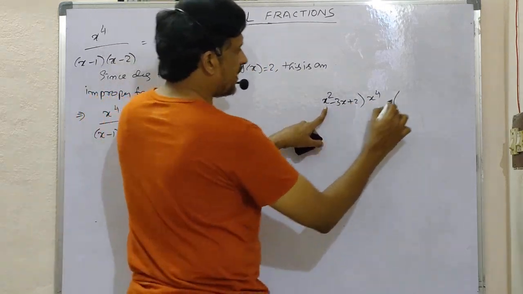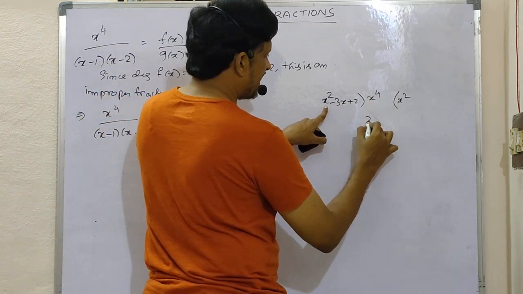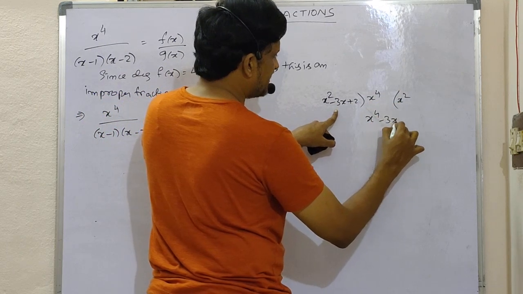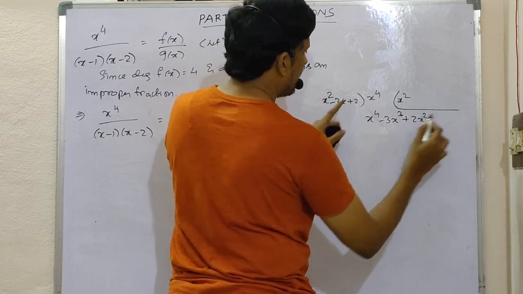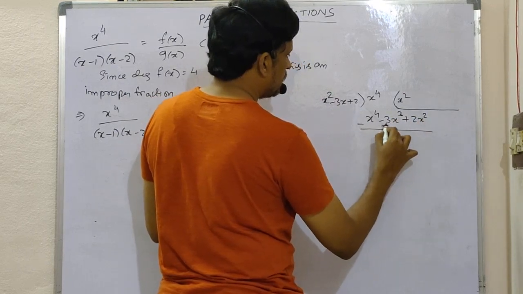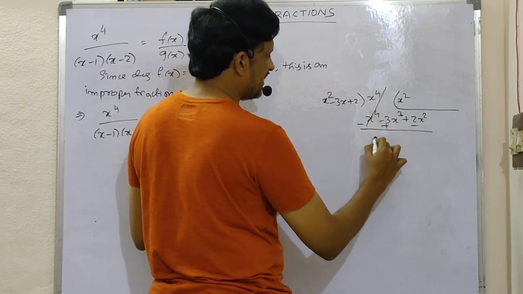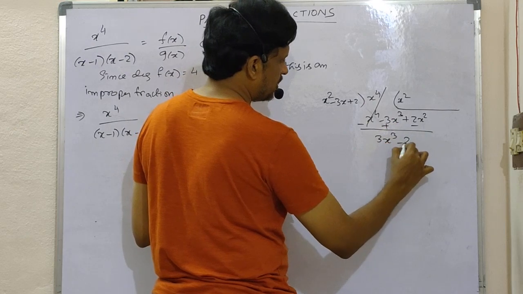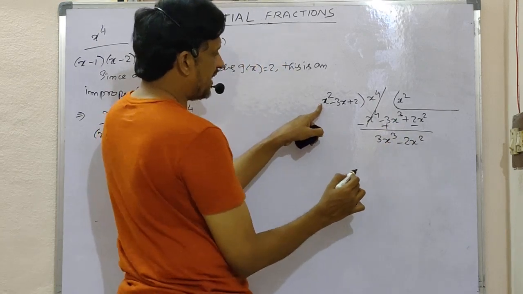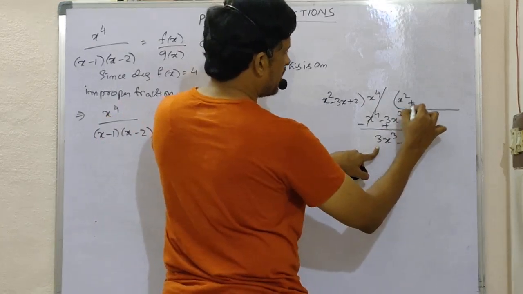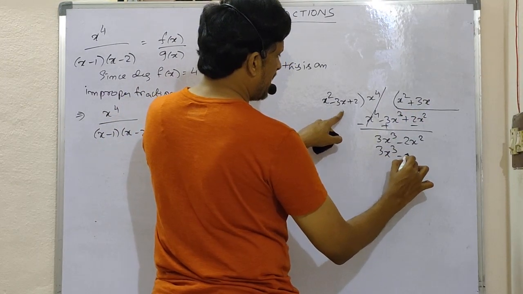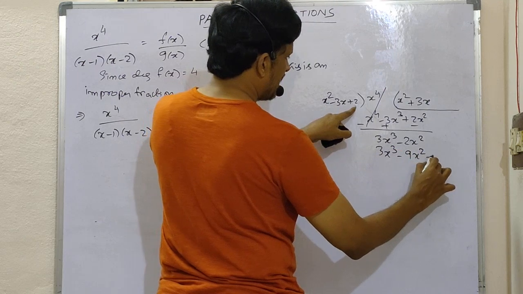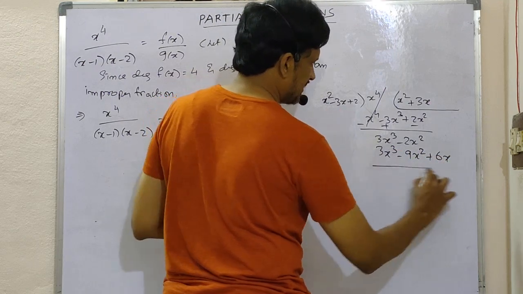So here x square times, then you are getting x power 4 minus 3x into x square gives x cube plus 2x square. Okay. Now these two get cancelled. 3x cube minus 2x square we are getting. X square is given, 3x cube we want to get, so multiply with 3x. Then 3x cube minus 3 into 3 is 9x square plus 3 2s are 6x.